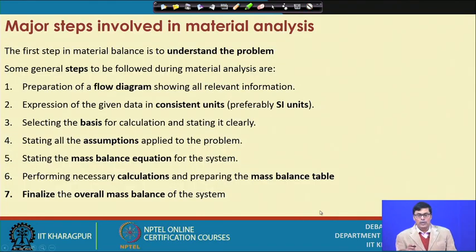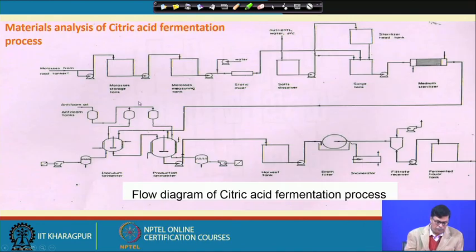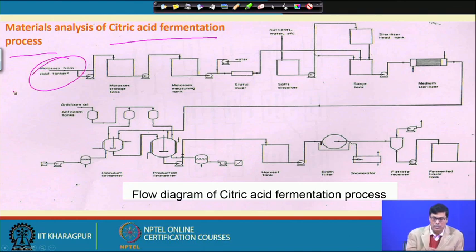Now, one important thing is the material analysis of the process. First we have to prepare the flow diagram. This is the flow diagram of the process. I have given the example of the citric acid fermentation process, where cane molasses is used as a raw material, first stored in the molasses storage tank. This is located at the gate of the industry, but the molasses measuring tanks are located at the fermentation plant, and from this you take the desired amount of cane molasses.